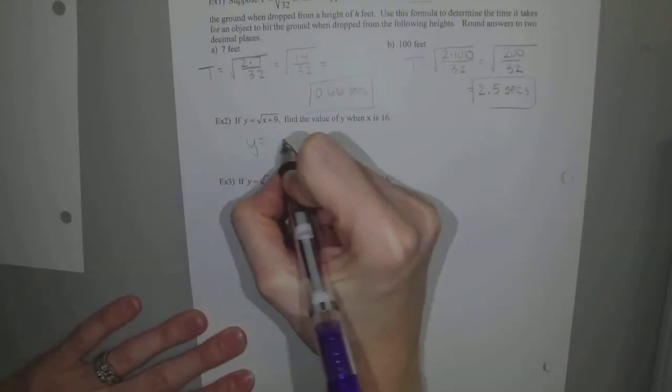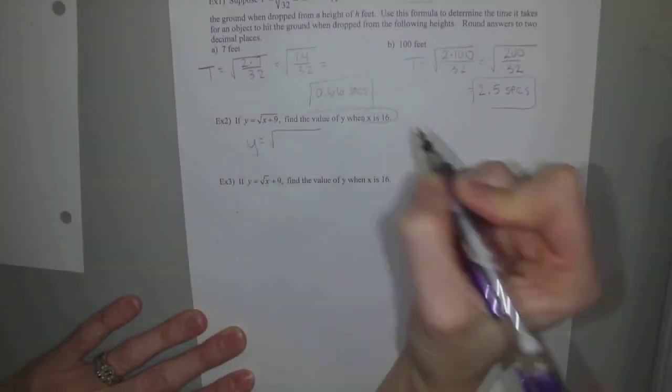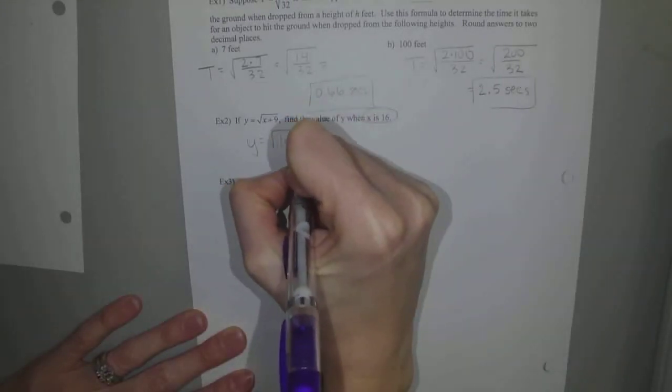It's one of those things that we want to make sure when we plug things in that we understand where they're going, okay? So notice on 2, it's the square root of all of it, x plus 9, and on number 3, it's just the square root of x. Get that answer, and then add 9. Okay, so on number 2, we're going to do y equals the square root of x is 16, so we're going to do 16 plus 9.